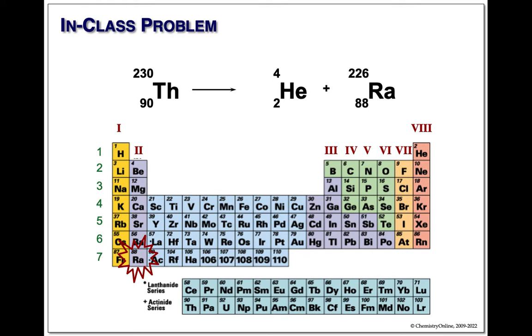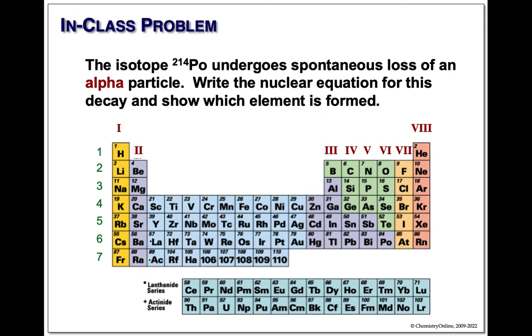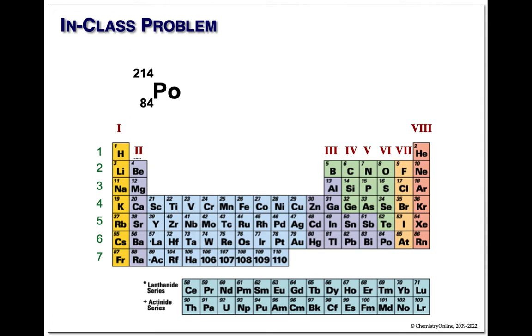Let's do another one. Polonium-214 loses an alpha particle. Write the equation. Now, we need to know the atomic number. We're starting here at 84 for polonium. Go ahead and fill in the rest of the equation. Now, we don't have a periodic table we could use. Seems a shame, but fill in what you can.